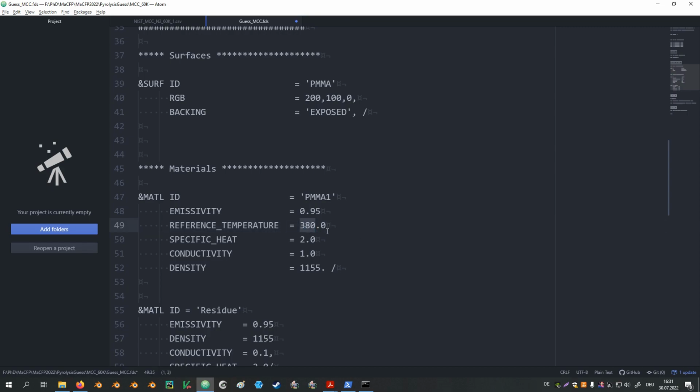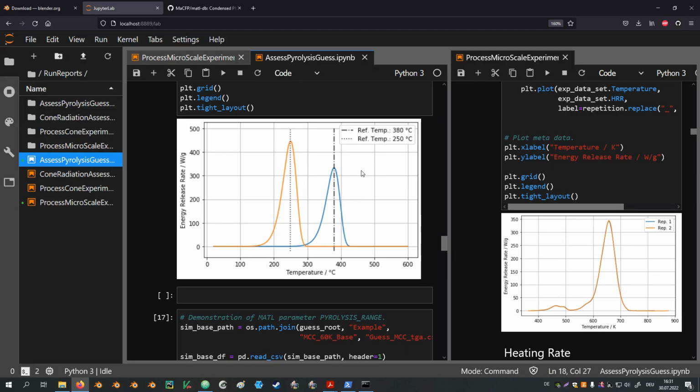For instance, I have set here 380 degrees Celsius, I could also use 250 or whatever, and if I were to run the simulation, assuming that all the parameters are implemented, I would see, for instance, for the reaction on the right hand side that the peak is located at 380 degrees Celsius. If you were to enter 250 degrees Celsius as reference temperature, the reaction would move to the left.